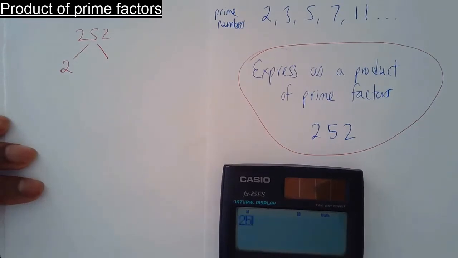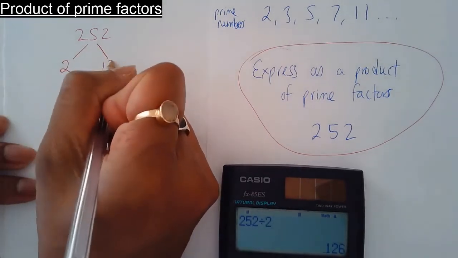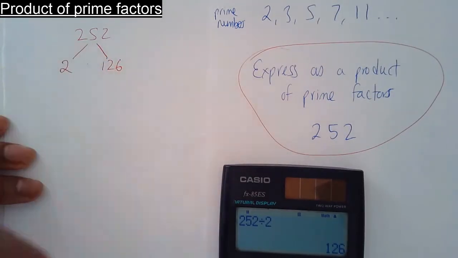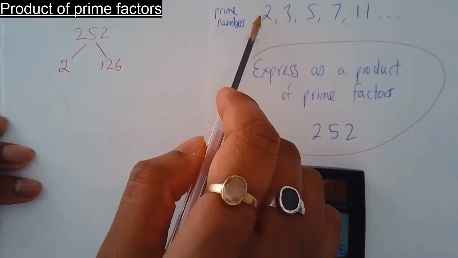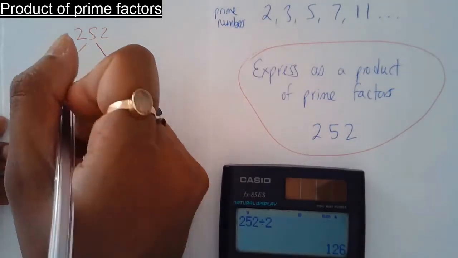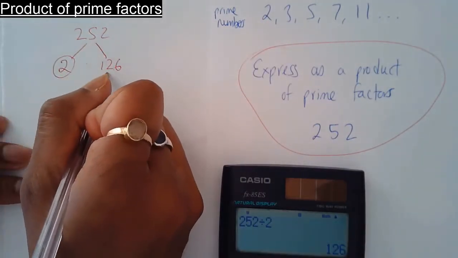Well, you can do 252 divided by 2, 126. 2 times 126 is 252. Which one's a prime number? 2 is a prime number. Now 126, we can break that down further.